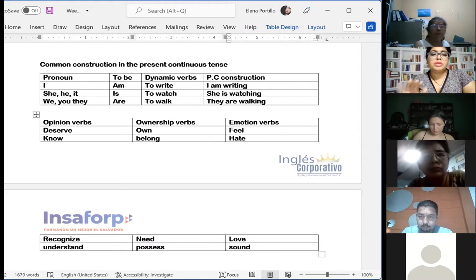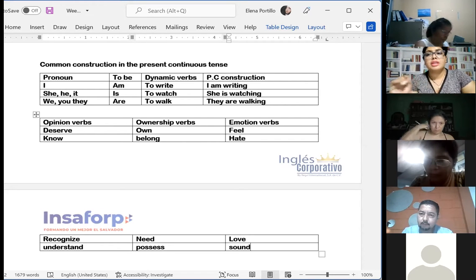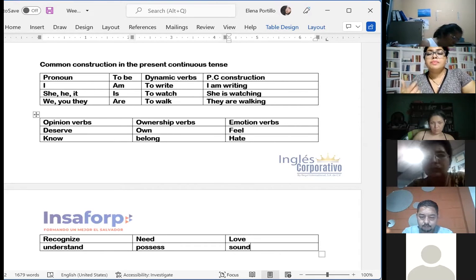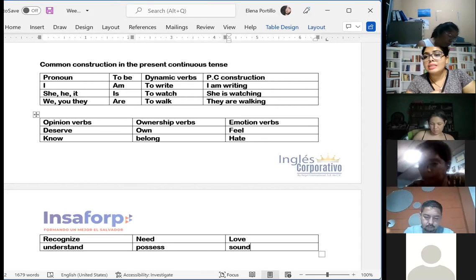So we have the examples. We have three categories in this case. We have the opinion verbs, we have the ownership verbs, and we have the emotion verbs. Tenemos de opinión, de que nosotros somos como los dueños, ¿verdad? De que algo nos pertenece, y de las emociones.